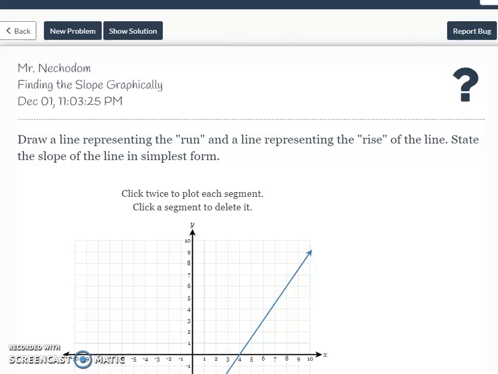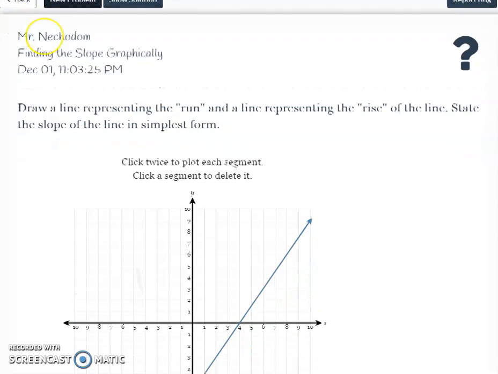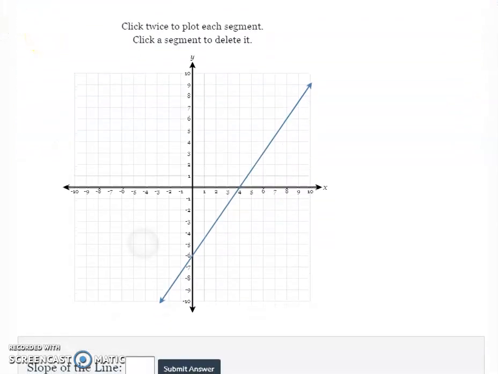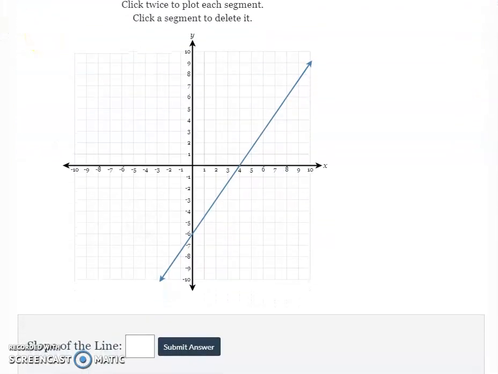Okay, I've asked you to do 2 assignments on DeltaMath that have to do with slope, and so I want to show you how these work. The goal here is to be able to find the slope of the line, and as you know from previous experience and from watching videos, the slope is always the rise over the run. So it's a measure of how tilted the line is.